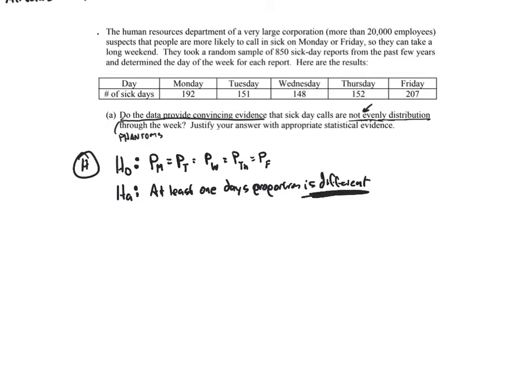Is different, right? So at least one is different. We don't care which one. What we're going to come back and suspect is that probably Monday or Friday. That was kind of in the original suspicion up here. Okay, assumption checks. Here we go.